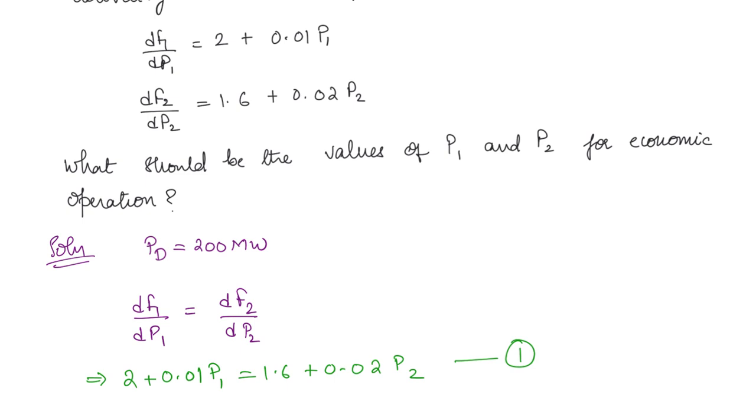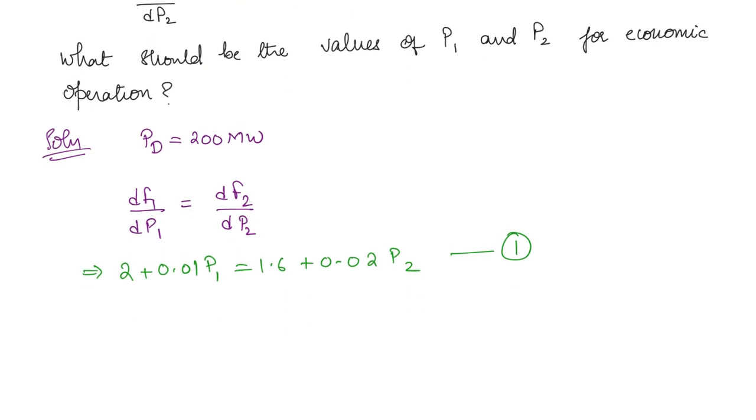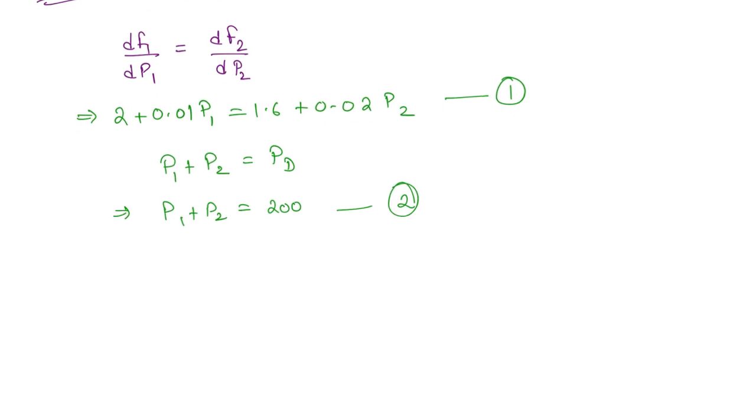We have one equation. In addition, what is the sum of P1 and P2? P1 and P2 are the outputs of the first and second generating units, right? So they should be able to cater to the total load demand. That is P1 plus P2 is equal to PD, which means that P1 plus P2 is equal to 200. This is the second equation. So we have two equations and two variables. If you solve, you're going to get P1 is equal to 120 megawatt and P2 is equal to 80 megawatts.